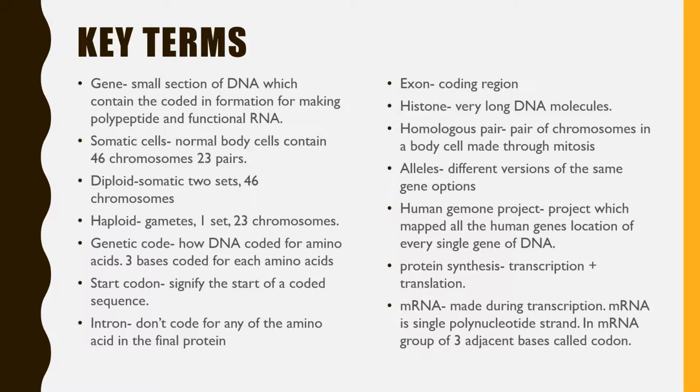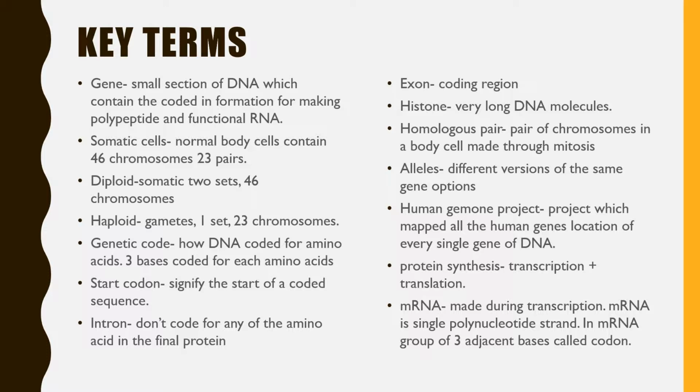Somatic cells: normal body cells contain 46 chromosomes, 23 pairs. Diploid: somatic cells have two sets containing 46 chromosomes. Haploid: gamete cells have one set of 23 chromosomes.